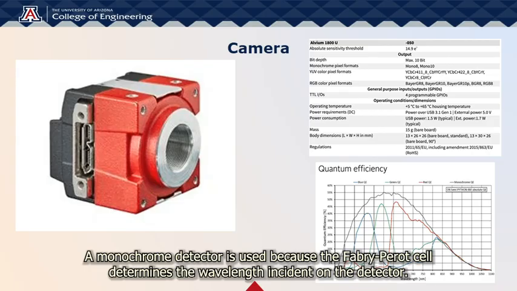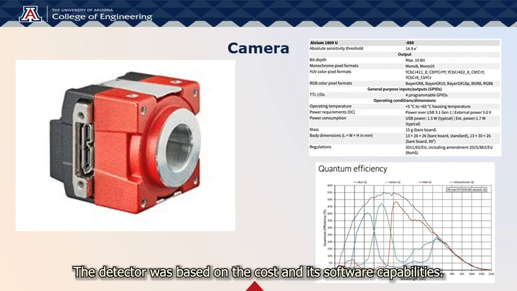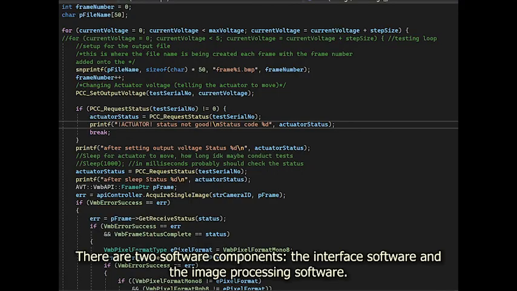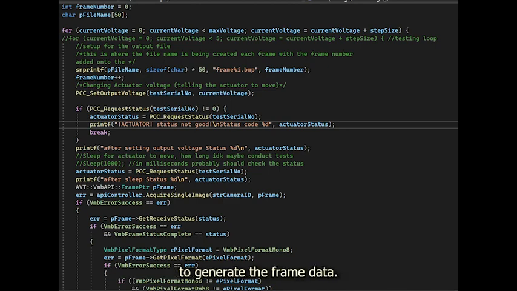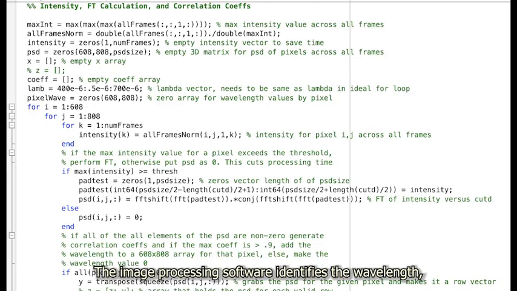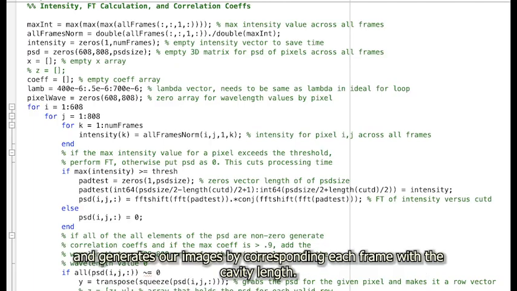A monochrome detector is used because the Fabry Perot cell determines the wavelength incident on the detector. The detector was selected based on the cost and its software capabilities. There are two software components: the interface software and the image processing software. Interface software essentially combines the software for the actuator and camera to run simultaneously to generate the frame data. The image processing software identifies the wavelength and generates our images by corresponding each frame with the cavity length.